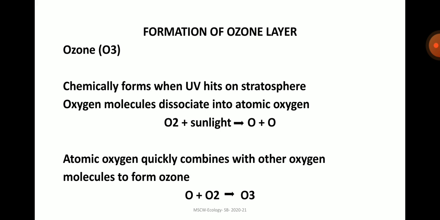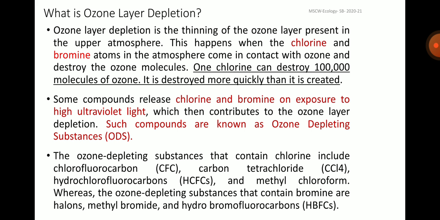Now, let us learn more about the formation of the ozone layer. Ozone, that is O3, is chemically formed when UV radiation hits the stratosphere. The oxygen molecules dissociate into atomic oxygen, that is O2 plus sunlight will give O plus O. The atomic oxygen quickly combines with another oxygen molecule to form ozone, that is O plus O2 will give O3, that is the ozone.